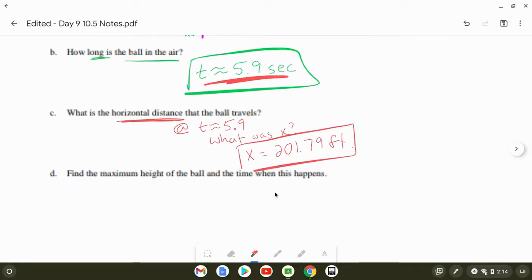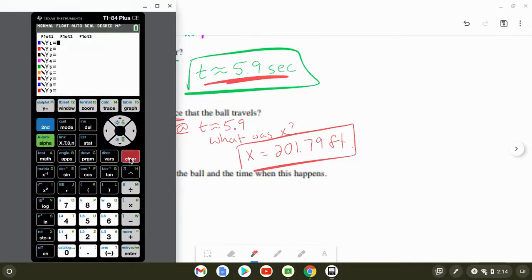Maximum height of the ball when this happens. So again, when we do this, we got to go back to our vertical one, which we said was negative 16 t squared plus 100 sine of 70 t plus 5. Oh, we got to close that. T plus 5. Hit graph. There's the actual arc of the vertical height over time. So second trace, do your maximum. That's good there. Oh, that's too far. Second trace, maximum. That's good. We're just going to slide it over.